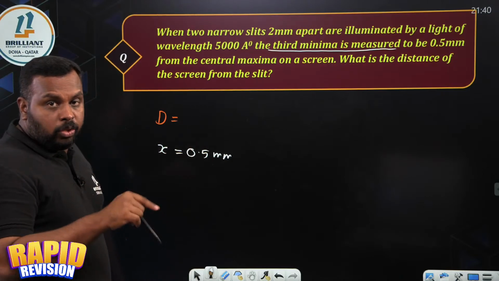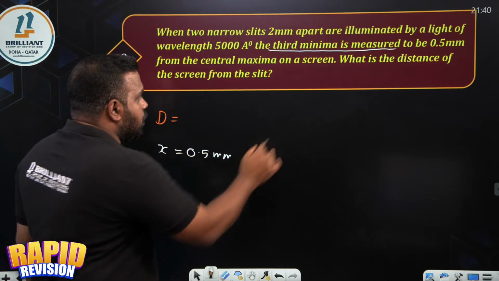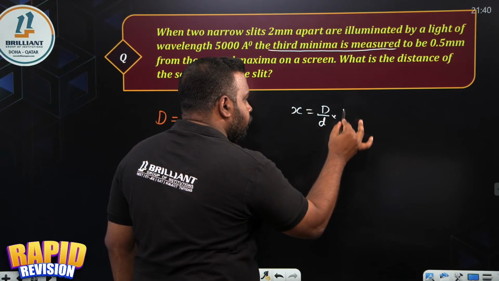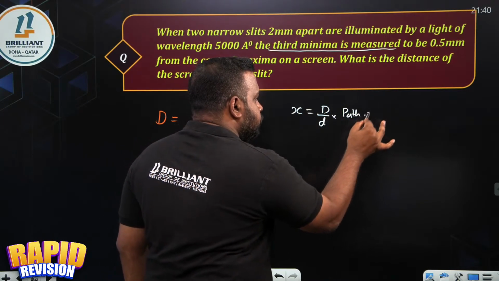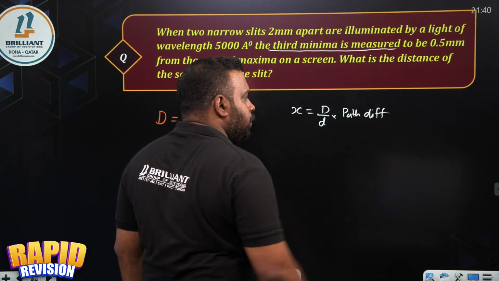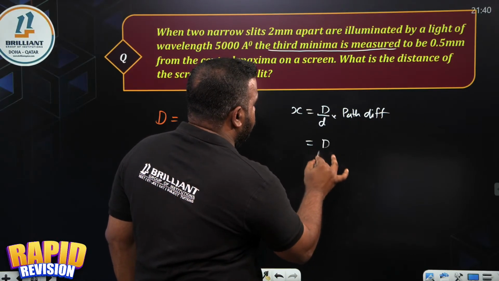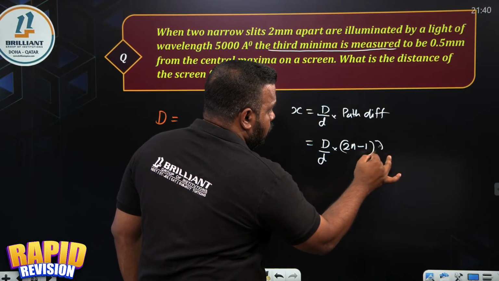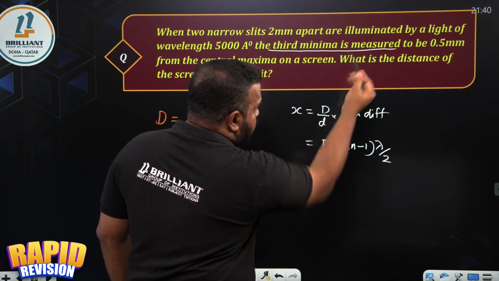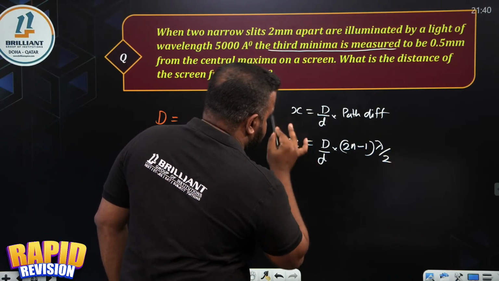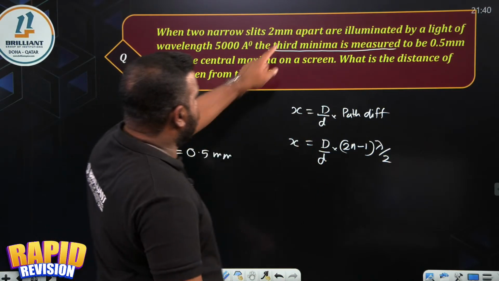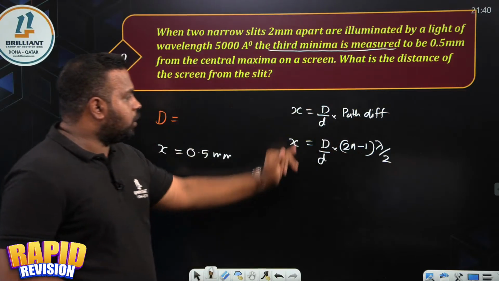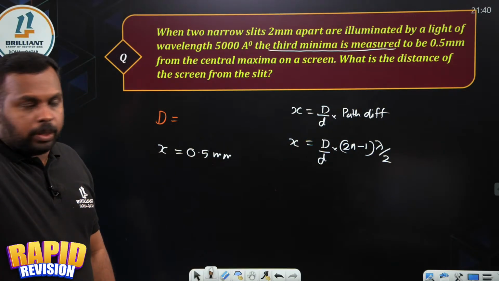Minima, you know the condition for minima, right? So what is the formula for x? x is equal to D by d into the path difference. For minima, the path difference is (2n minus 1) into lambda by 2, and put n equal to 3 because it is the third minima. x is given, small d is given, it is 2 mm, and the wavelength is also given. All data are there. You can easily find the value of capital D. So you can try it.